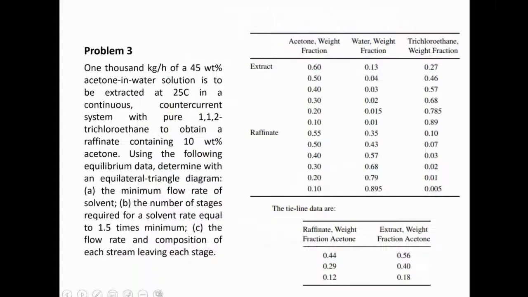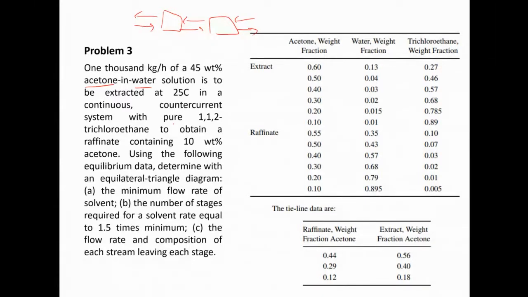Good. So now, I'm not sure if we have enough time, but yes, we still have time. Now we have 1,000 kilogram per hour of 45% acetone in water solution. So this feed contains acetone and water. This binary system is to be extracted in a continuous countercurrent. So we're going to use countercurrent stages here, as you remember last time when we explained these ones.